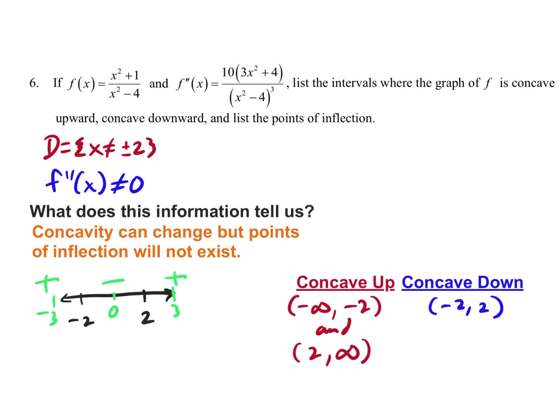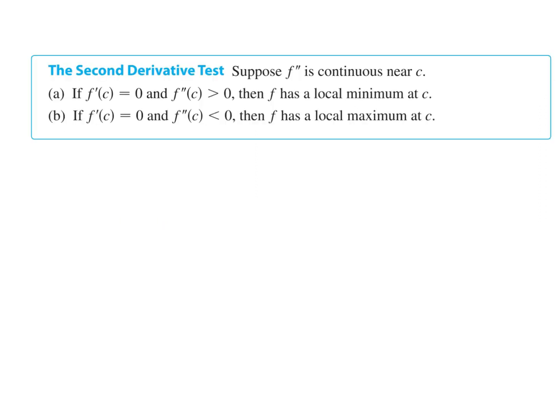Extrema, mins and maxes, and how we use the second derivative test to figure that out. So here is the actual second derivative test. First off, we are saying that the second derivative is continuous near c, whatever that particular x value is. Then the first derivative at c equals 0 in both cases.